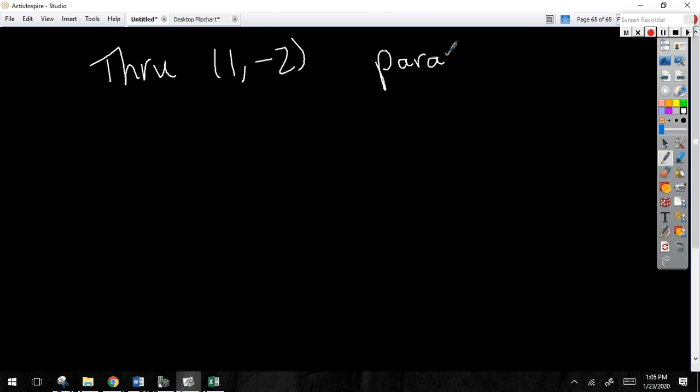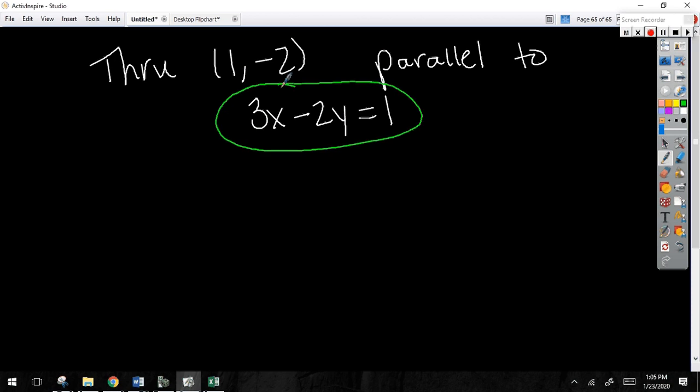Write the equation of the line that goes through the point 1, negative 2, and is parallel to 3x minus 2y equals 1. Tell me what you know. I got a point, that's right. I got a point 1, negative 2. What else do I know? They're going to have the same slope. So if it's going to have the same slope as this, I need to find this slope.